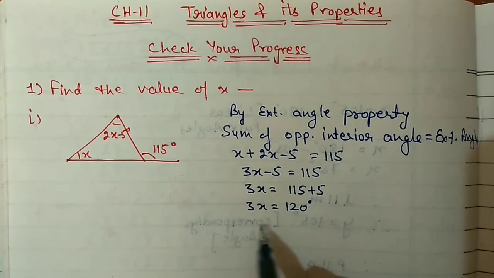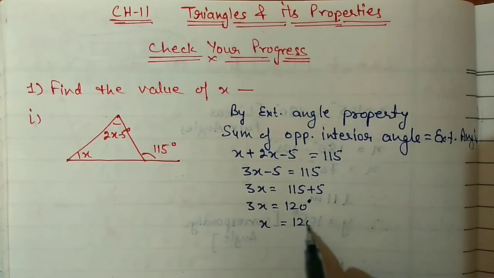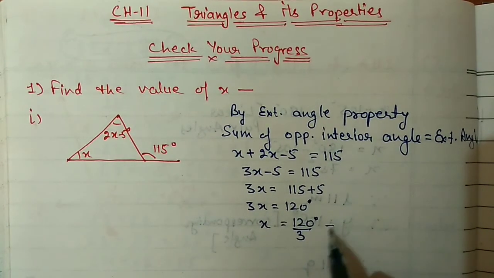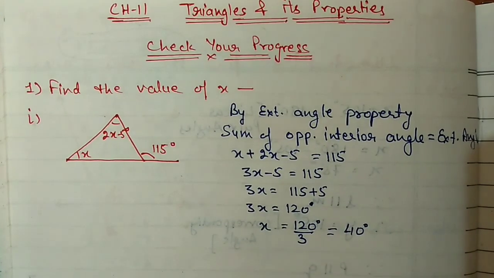Now this 3 also you can shift. This 3 here is in multiplication. After shifting to the other side, it will go for division. Then you can cancel: 3 fours are 12, and 0. It means the value of x is 40 degrees.